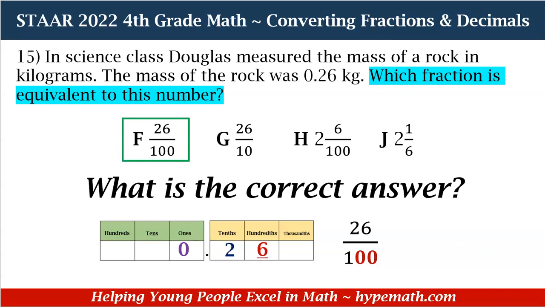If you said F, you're absolutely correct. 26 over 100 is the correct answer. So let's move to our next question.